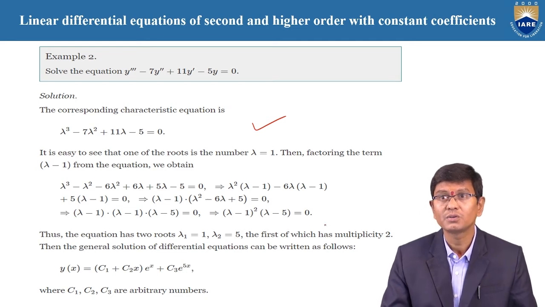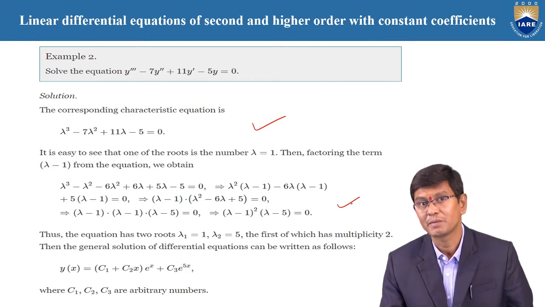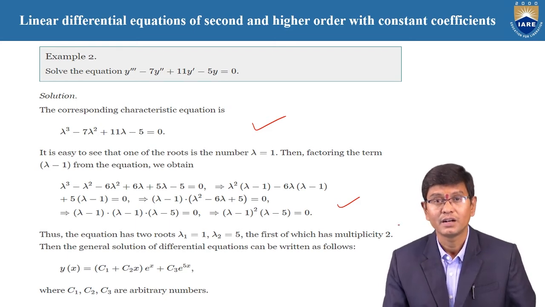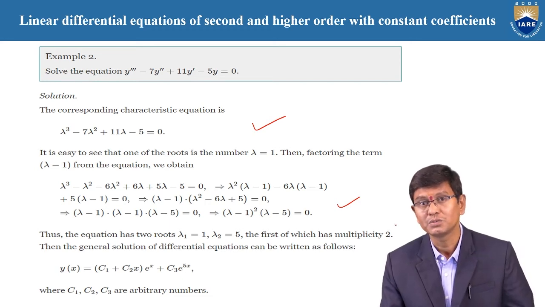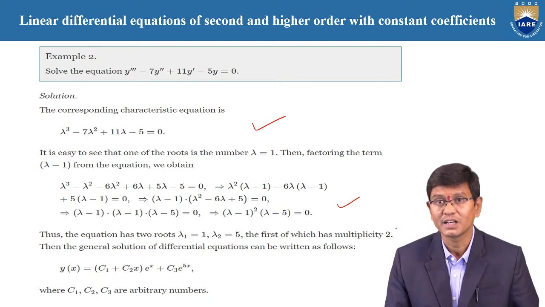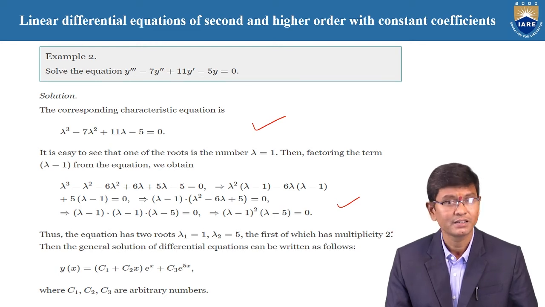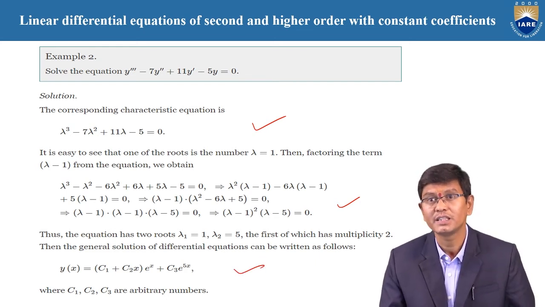And clearly, you obtain that (lambda minus 1) whole square into (lambda minus 5) is equal to 0. That means lambda is equal to 1 is repeated, and one other third root is a different root. Therefore, by using case 1 and case 2, we are going to consider the solution y of x is equal to (c1 plus c2x) into e power of x plus c3 into e power of 5x, where c1, c2, c3 are arbitrary constants.